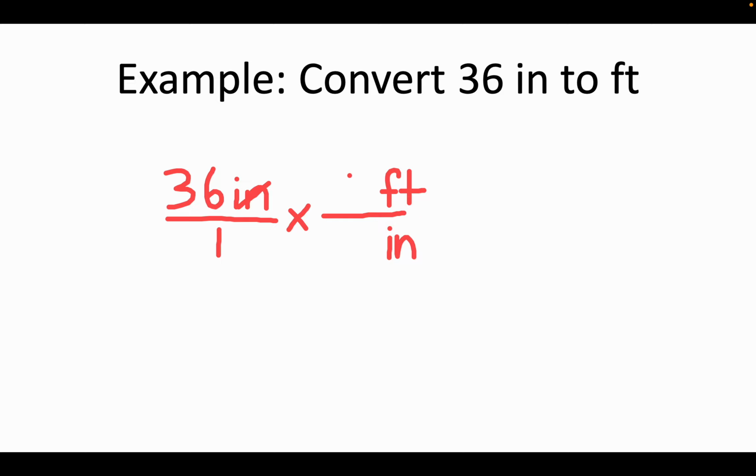So how many feet? 1 foot is the same as 12 inches. So now we can cancel our inches. Inches divided by inches is just 1. And then we're left with multiplying 36 times 1 over 1 times 12. Or you could think of it as just 36 divided by 12, which is 3. And notice that we are left with our units, which is feet.